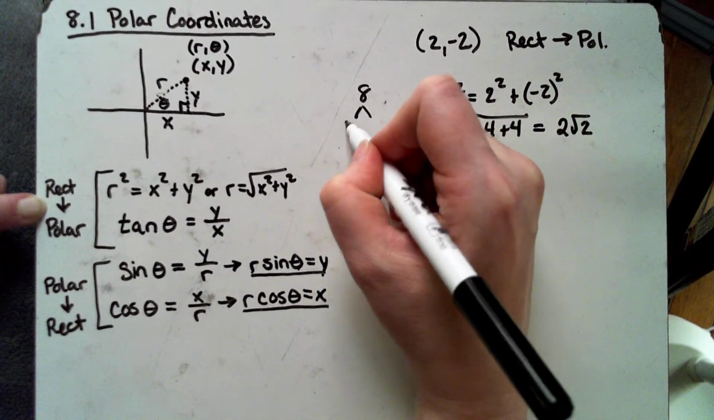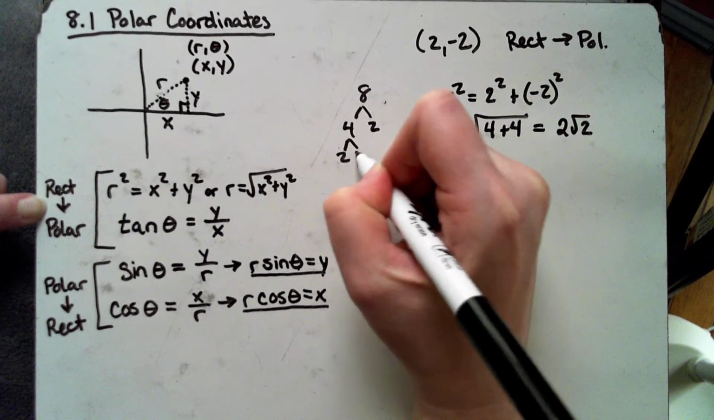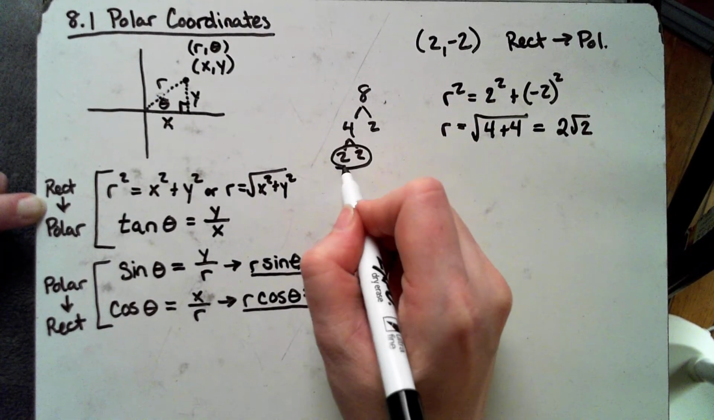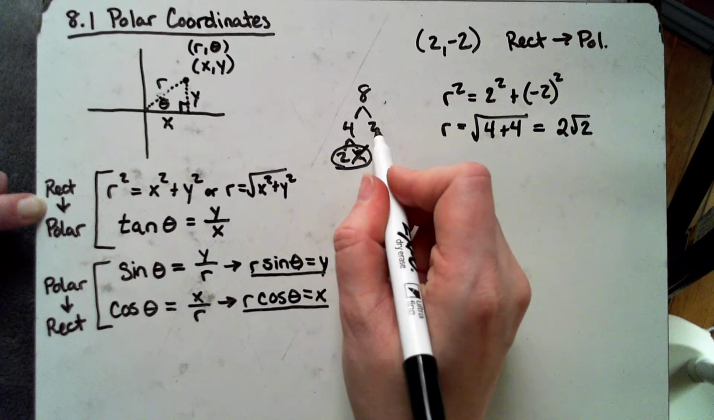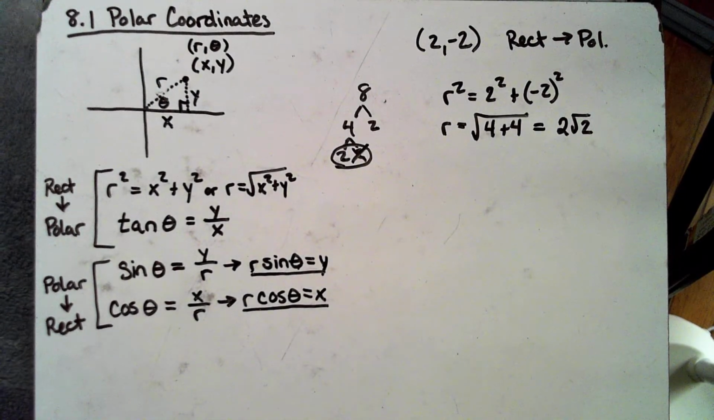Remember, we do factor trees. We look for pairs. You cross one out, and one goes to the outside. And then this has to stay on the inside because it doesn't have a pair. Okay, so that's my r value.